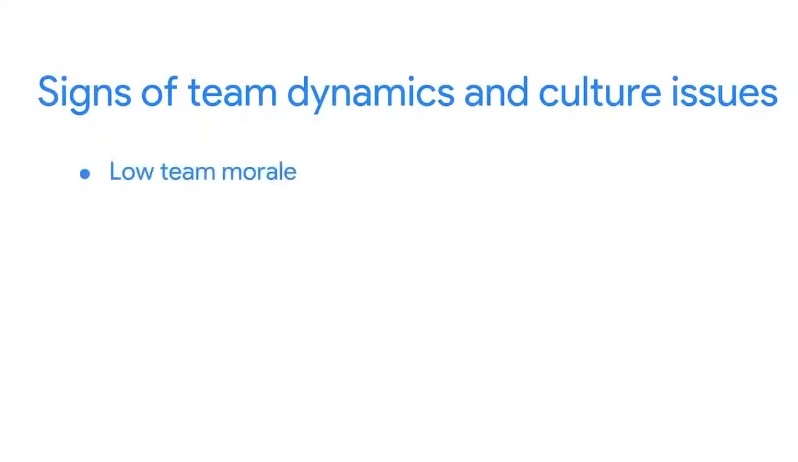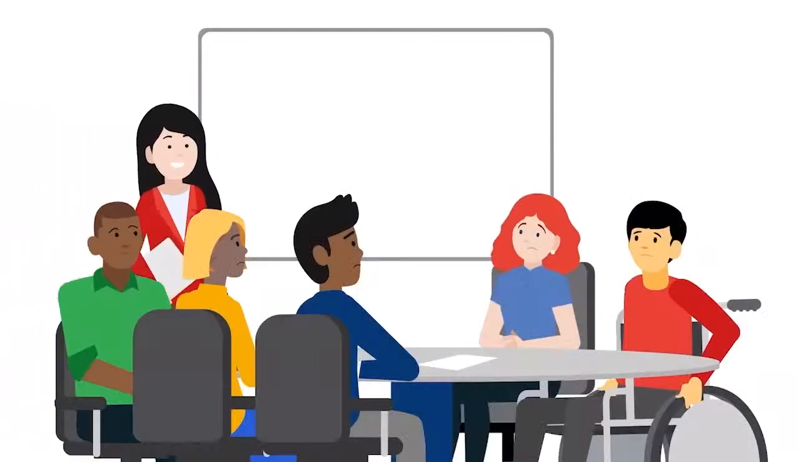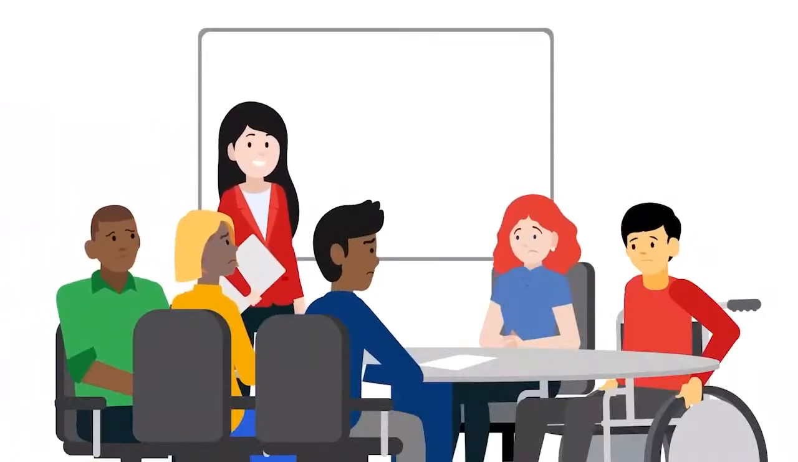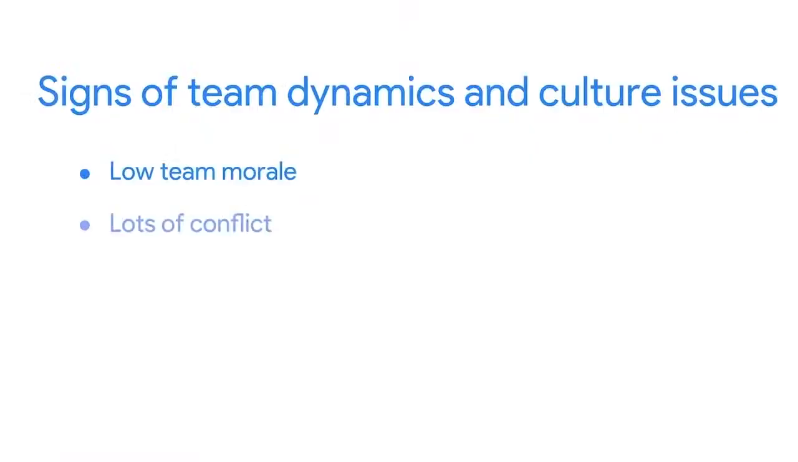First is low team morale. If people are super grumpy, irritated, or generally in a bad mood, then you might have some underlying team dynamics issues to sort out. Next, watch out for signs that the team is experiencing lots of conflict. If people are arguing a lot and issues aren't getting resolved, the team probably needs some help. Not everyone is going to get their way. If team members feel resentful or are holding on to grudges, it'll negatively impact the team's performance.